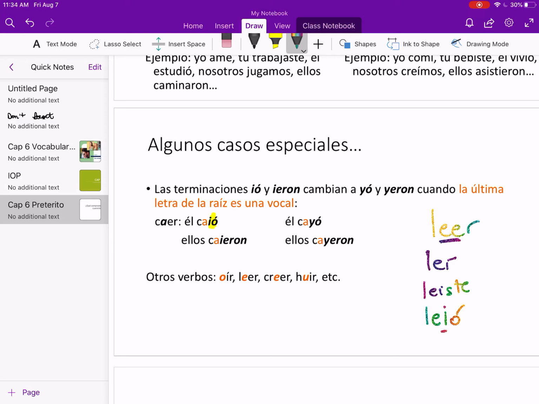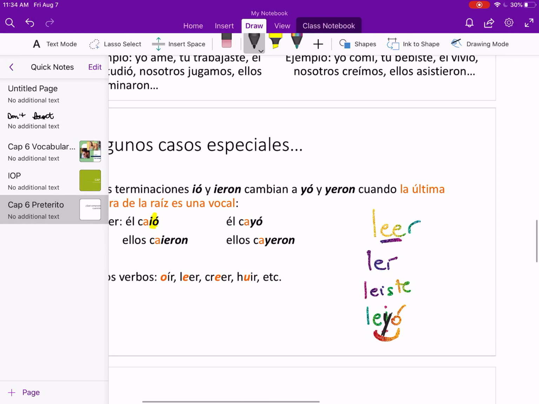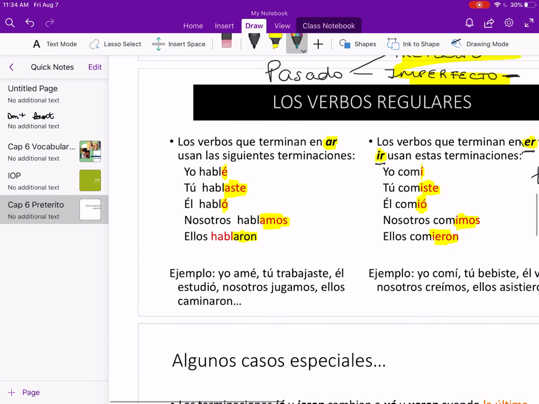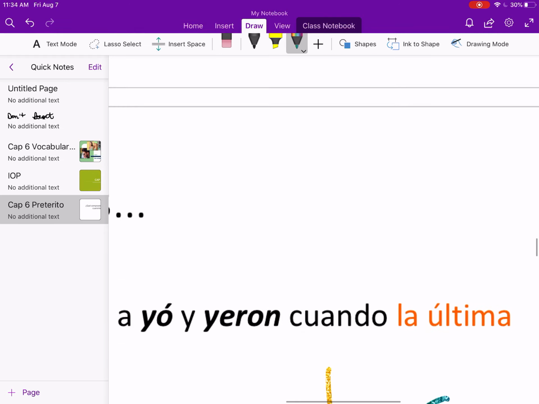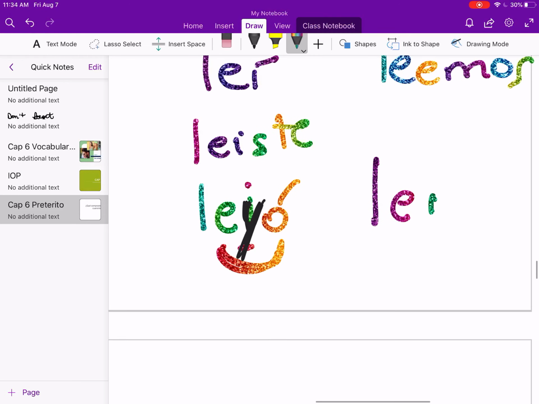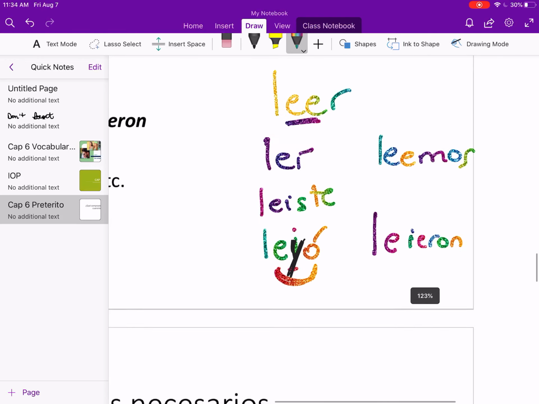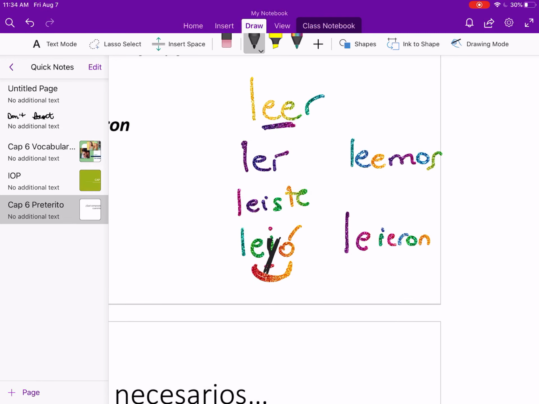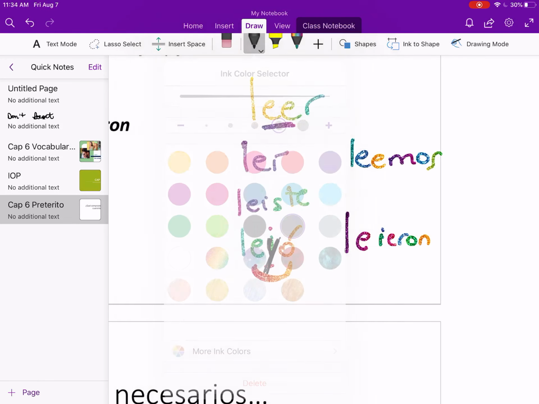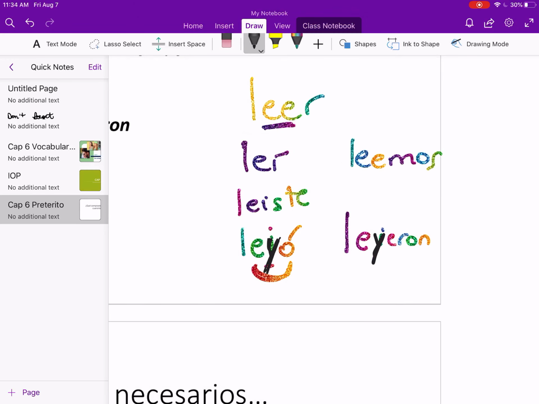And basically, when that I is between vowels, Spanish doesn't like that, so it says no. This becomes a Y. Yeah, leyó. So then when you go to nosotros, no problem, leemos. Now when you get to the third person, it would normally be, given what we know from here, leyeron, right? But no, whenever the I is between vowels, Spanish says I between vowels becomes Y. So this becomes a Y, leyeron.